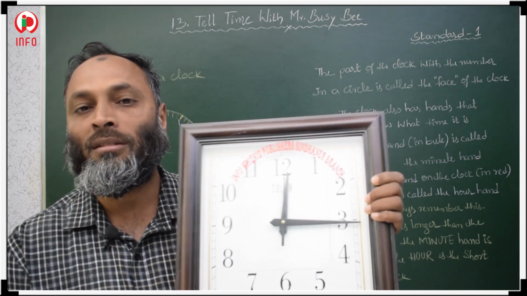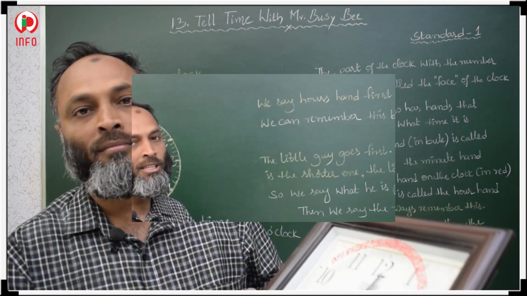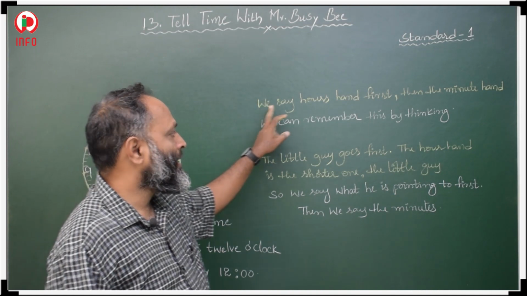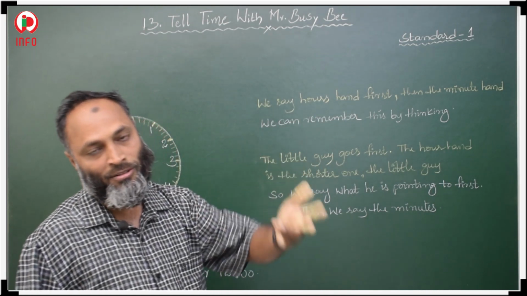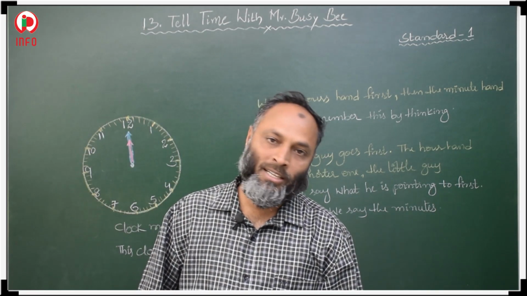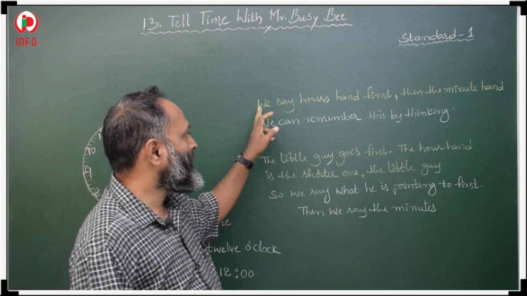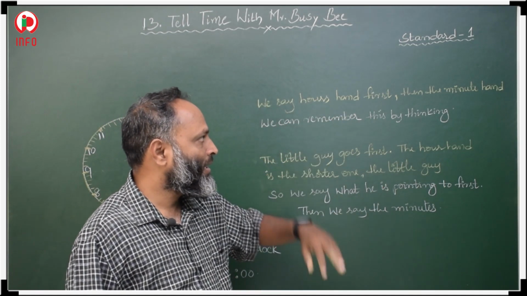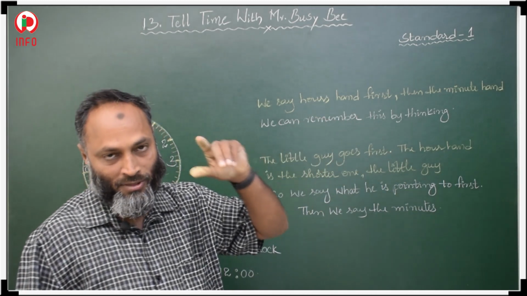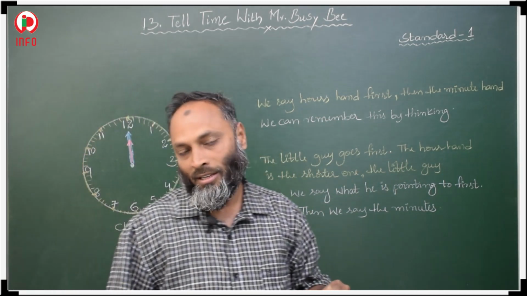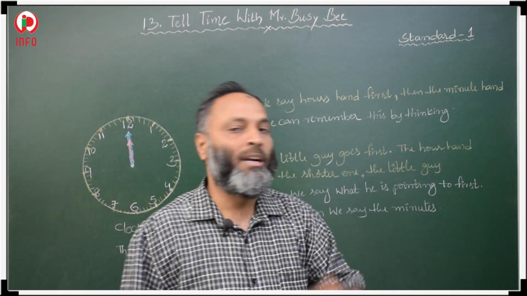Okay, students. Children, see here. We say the hour hand first. So, how to say the time? First we say the hour hand, then the minute hand. First we see where the hour hand is, and after that we see where the minute hand is.